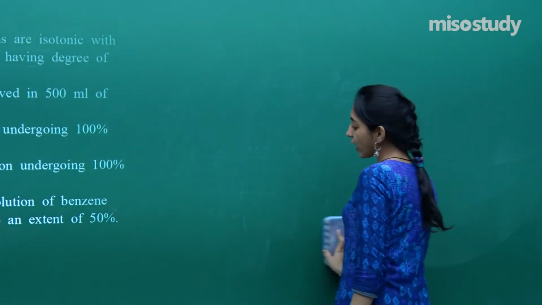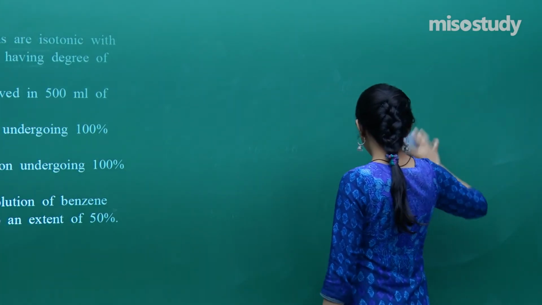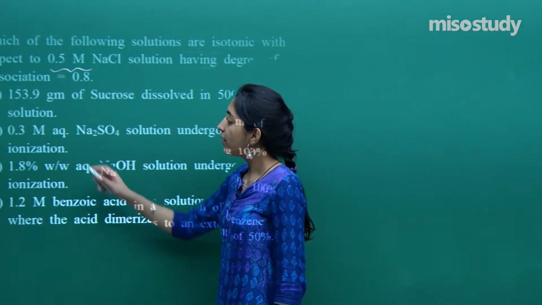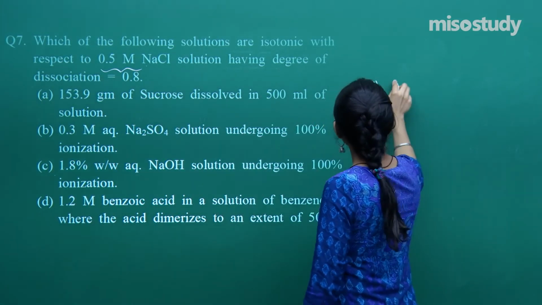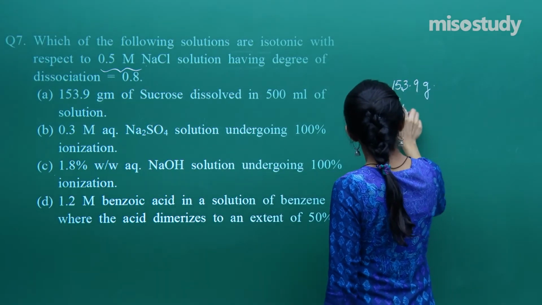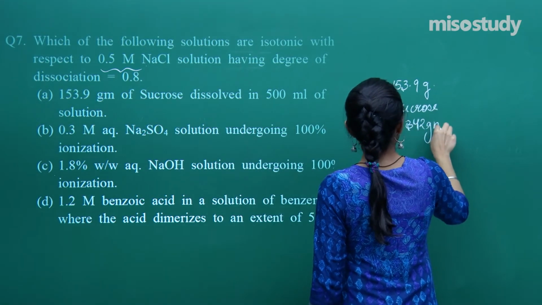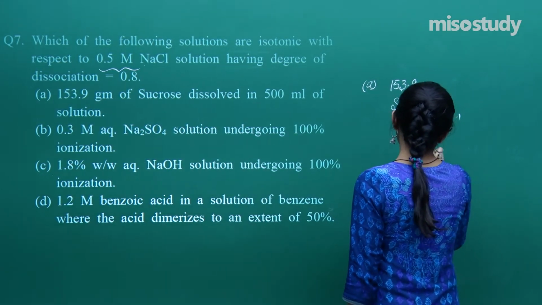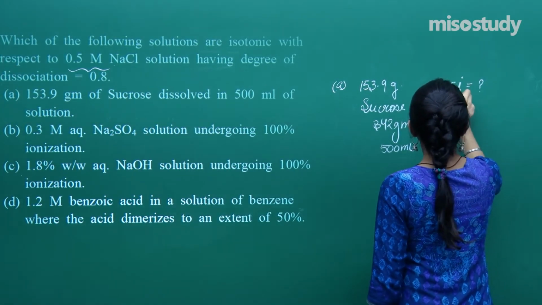See, I have done it with a long method, but if you remember the correlation between i and alpha for NaCl, that is also easy. Then also you can use a direct method. So the first says 153.9 grams of sucrose, the molar weight is 342 grams per mole, is dissolved in 500 ml of solution. So we need to calculate the value of iC.